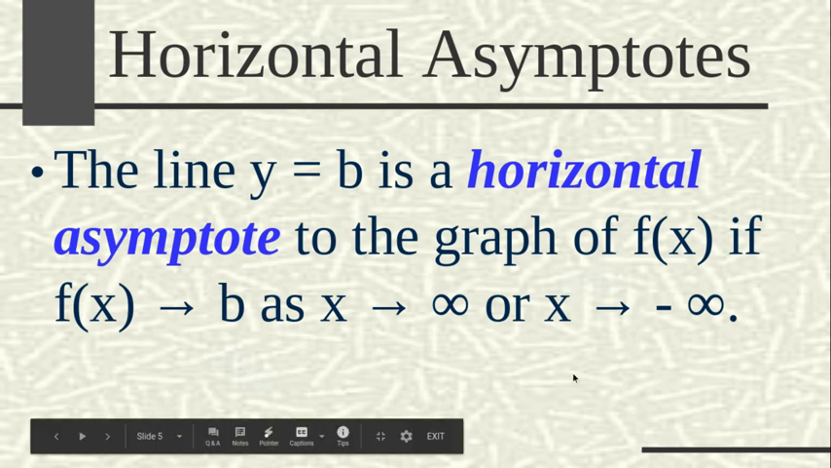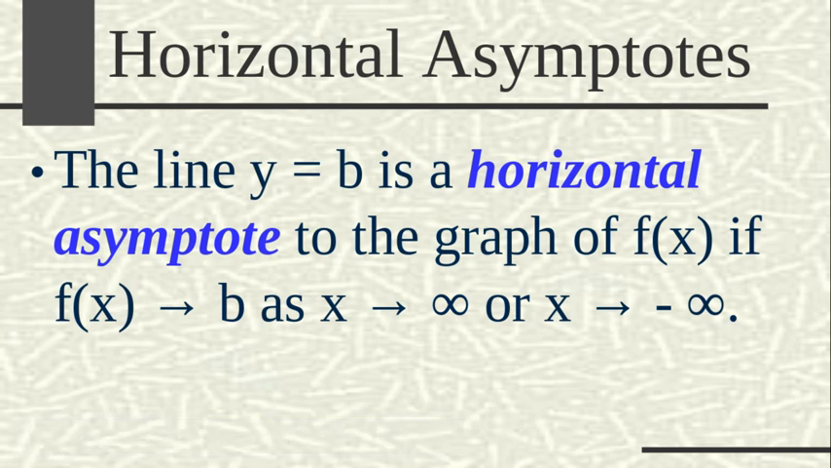So if you want to move on to the next video, we're going to define how to find the vertical and horizontal asymptotes, and we'll go through 2 examples as well, and then you'll get the assignment.